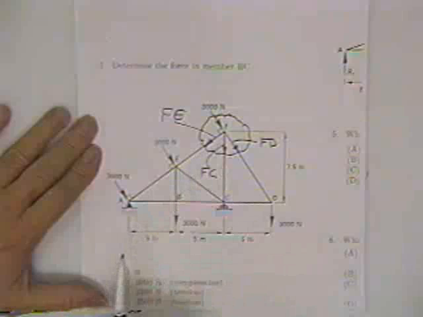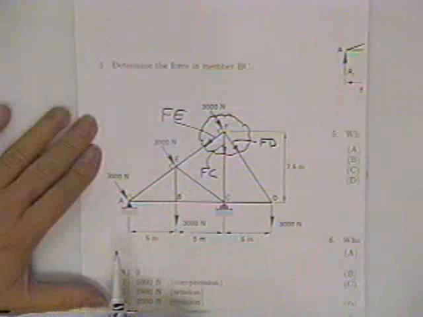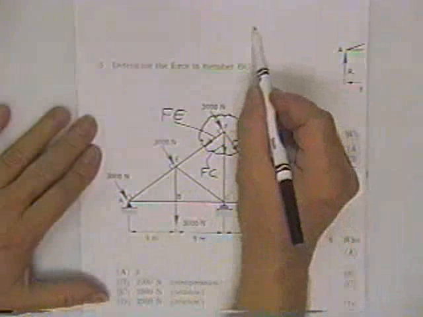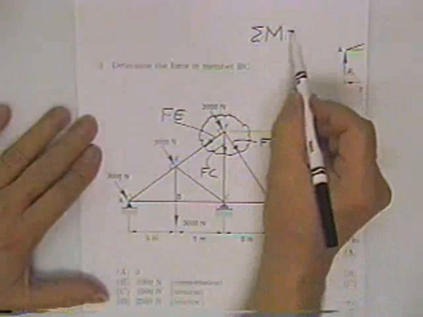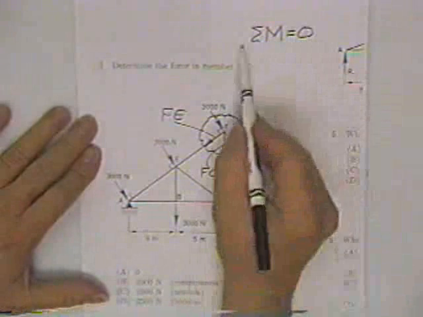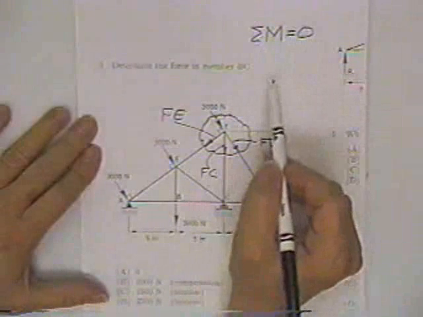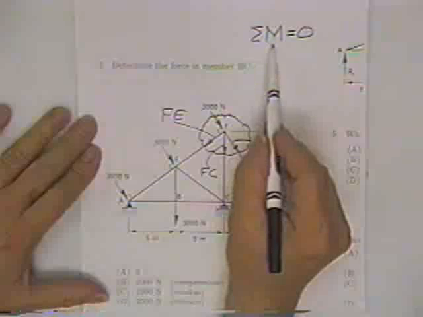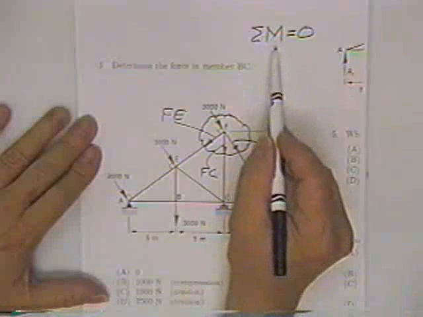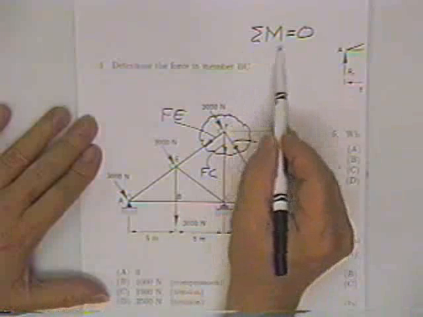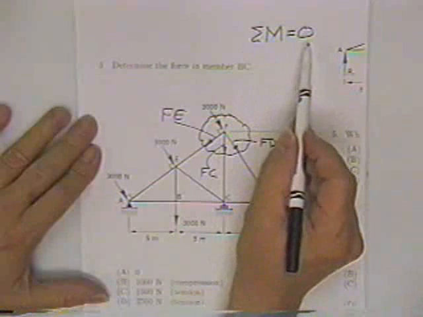But since there's 3 unknowns coming into that point, you're not likely to get an answer. The reason is, the most powerful equation you've got is the sum of the moments about any point equals 0. The reason that's such a powerful equation is because you can pick your point so that a lot of the forces go through that point and have no moment arm.